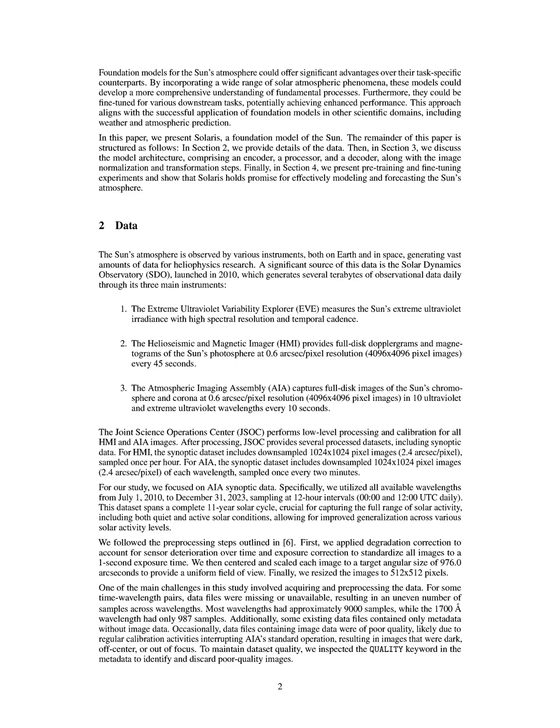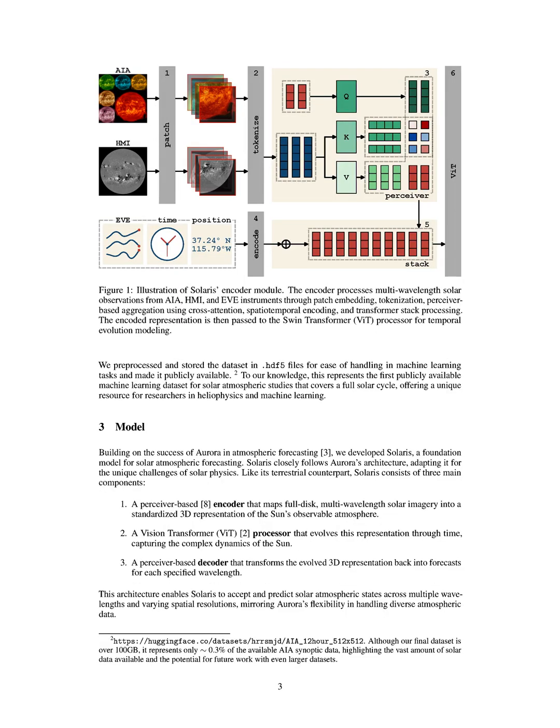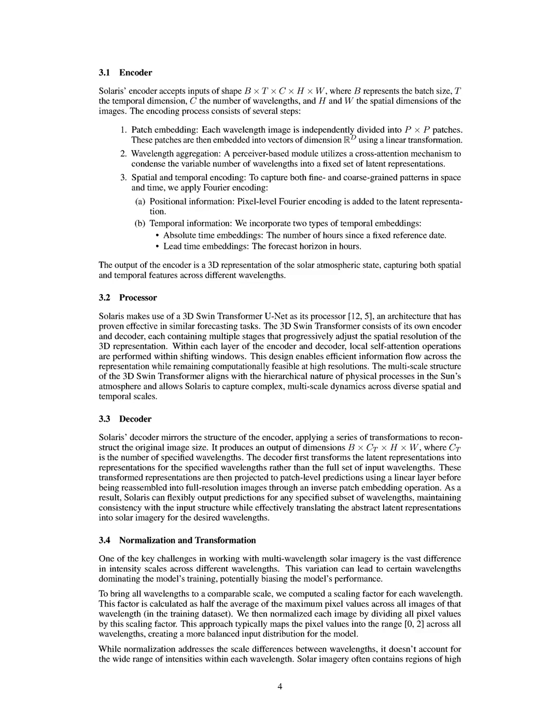The Solaris model operates through a structured methodology comprising three main components: the encoder, processor, and decoder. First, the encoder takes multi-wavelength solar imagery and processes it into a standardized 3D representation of the Sun's atmosphere. This involves patch embedding, wavelength aggregation using a perceiver-based module, and spatial and temporal encoding through Fourier encoding, which captures both fine and coarse patterns.